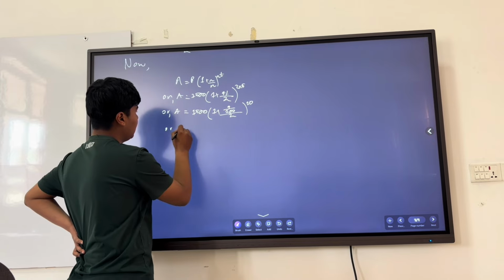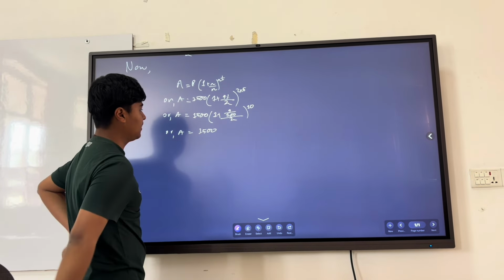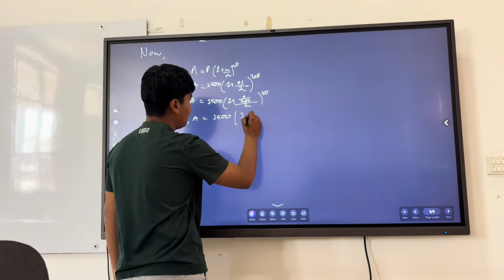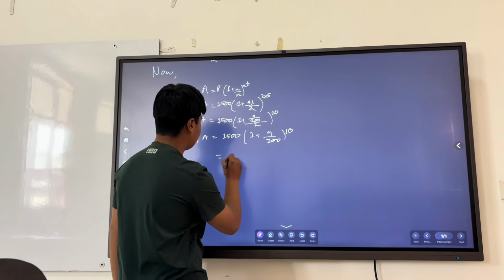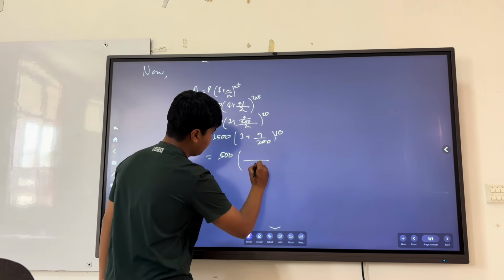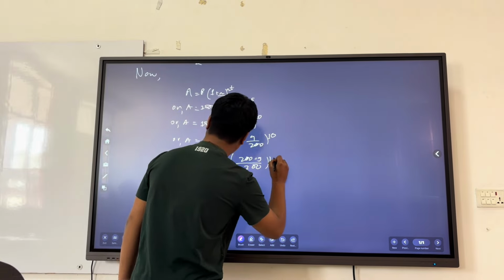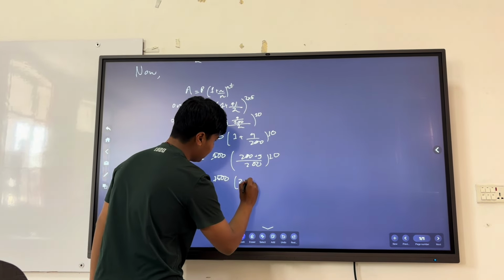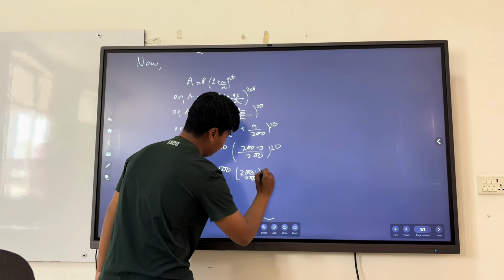Or A equals 1500. So as we know, the laws of indices, the 2 will go up, so it will be 1 plus 9 by 200 to the power 10 equals 1500. So using LCM here, it will be 200 plus 9 by 200 to the power 10 equals 1500 into 209 by 200 to the power 10.